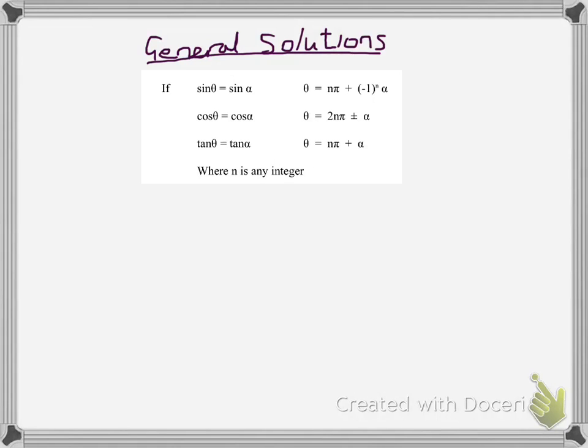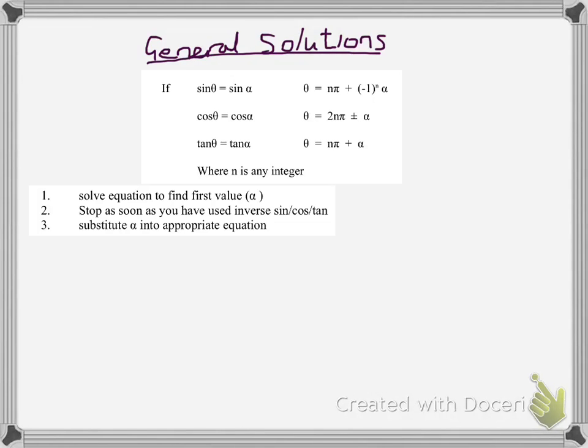There are 3 easy step rules to remember how to work out and solve a general solution for an equation. Number 1, solve the equation as you would normally to find your first value, which we call alpha. Then stop as soon as you've done inverse sine, cos or tan on your calculator, and you'll see why that is when you do some examples later on. Once I've done that, I substitute that value of alpha into the appropriate equation, by that I mean whether it's sine, cos or tan from the 3 that you're given above. And I'll explain in a minute what those things do.